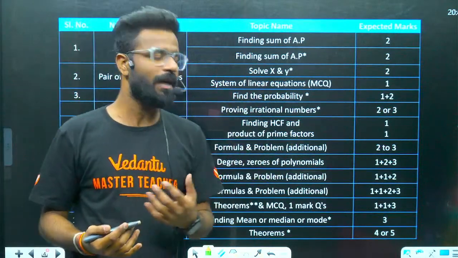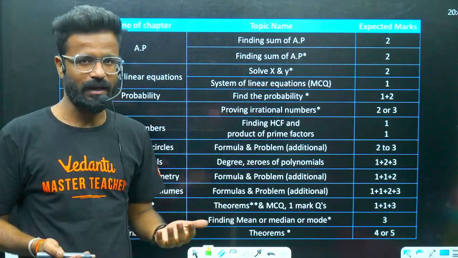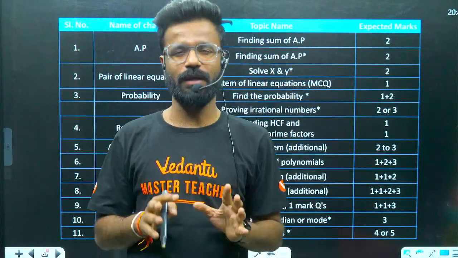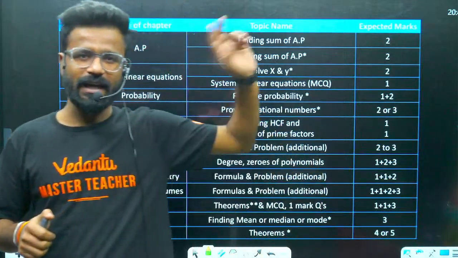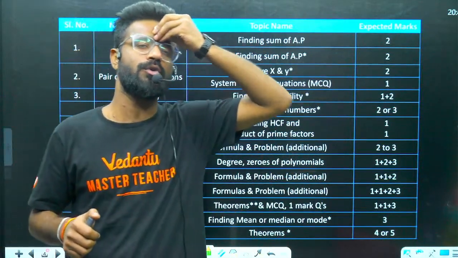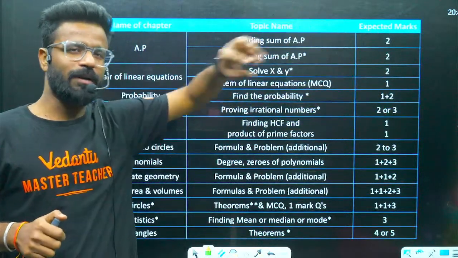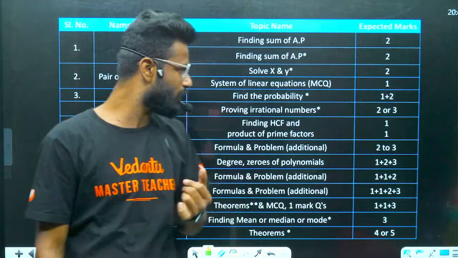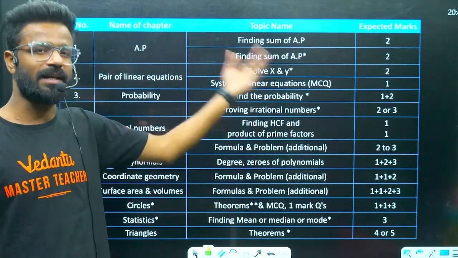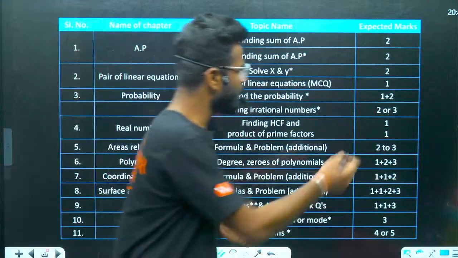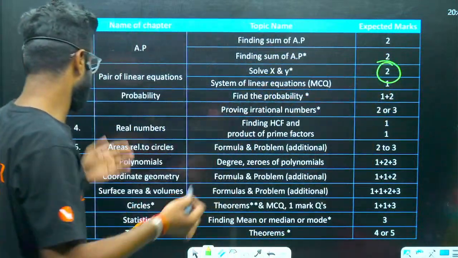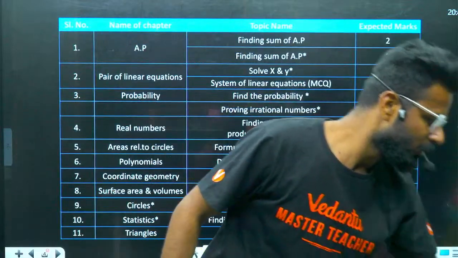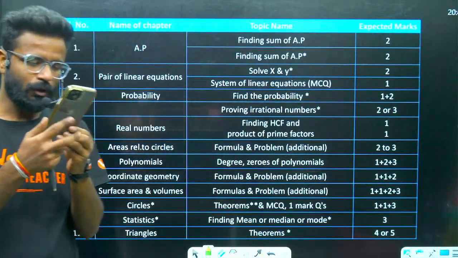And pair of linear equations in 2 variables. The questions may be asked to solve for the values of x and y. They are giving 2 equations, and they are saying to solve it by any method, like applying the substitution method as well as the elimination method, to find the values of x and y. Okay, so expected marks are 2 marks, and this is the blueprint, you can see that, right? Okay.